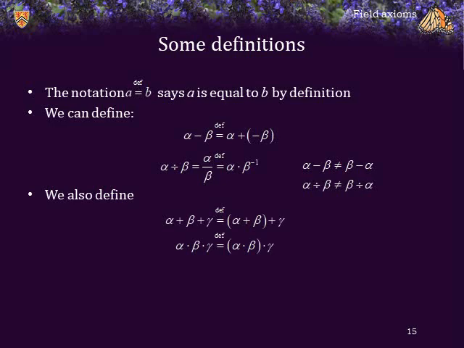We can also define a sum without parentheses as being the sum of the first two entries plus subsequent entries, and the same for multiplication. Also, if there's no chance for ambiguity, we can get rid of the dot. So juxtaposition represents multiplication.